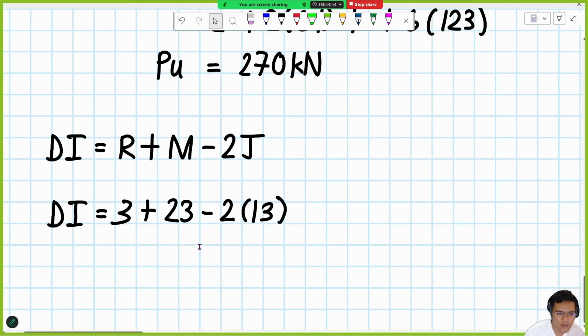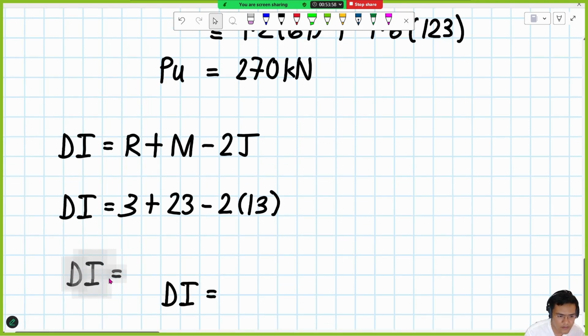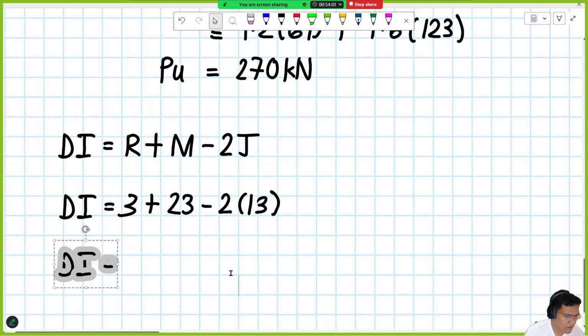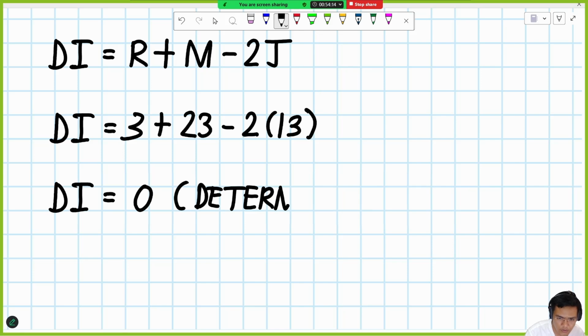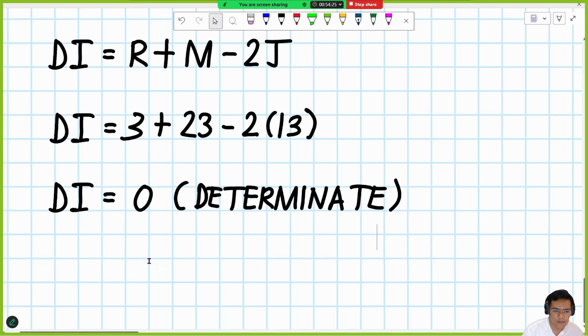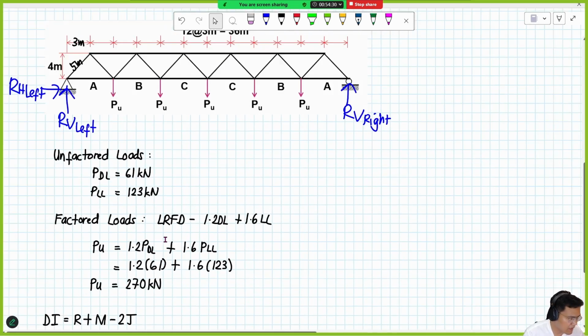Okay? We would have the value of our DI or degree of indeterminacy, which is equal to how much? 0. Okay. So this is equal to 0, meaning our conclusion, this is determinate. And we could use the equations of equilibrium: summation of forces vertical, summation of forces horizontal, and summation of moment, okay? And we could possibly use method of joints or method of sections, depending on which member we want to find the force of, okay?